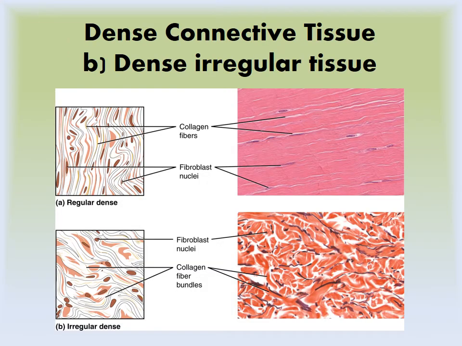Dense irregular tissue covers that capsule. This here shows you dense irregular tissue and what it looks like microscopically, and it gives you a comparison with the dense regular. So you can see it's quite a difference, and I'm sure you could appreciate where it got its name from. Irregular, and it definitely looks like quite a mess compared to the dense regular. So you can see the fibroblast nuclei and the collagen fiber bundles and how they differ in these two different types of dense connective tissues.